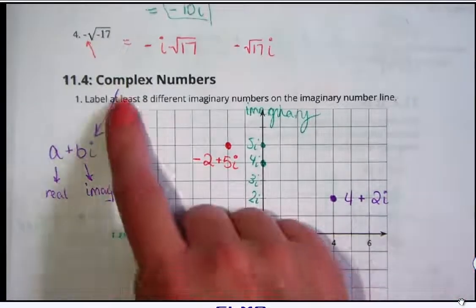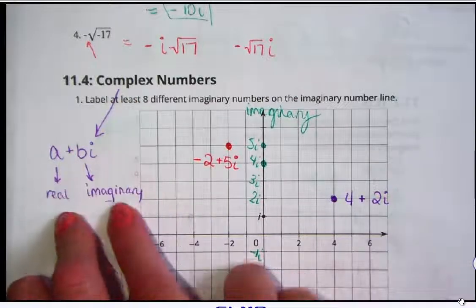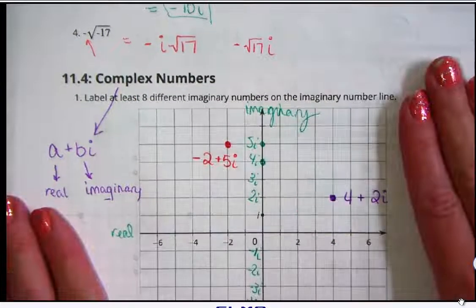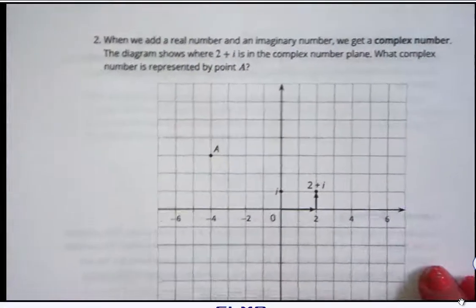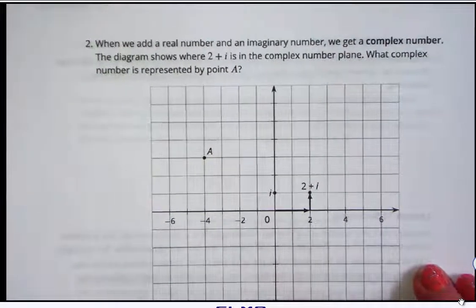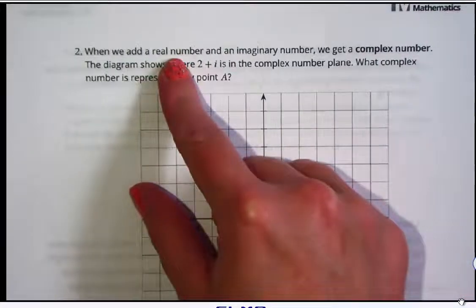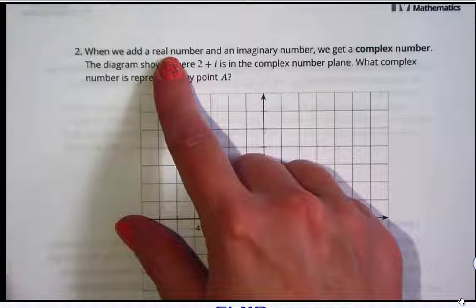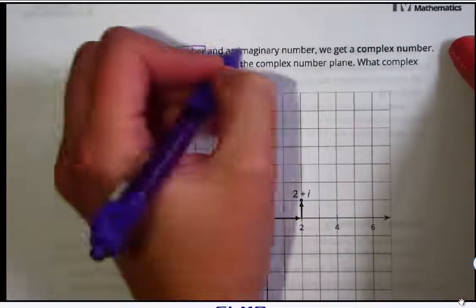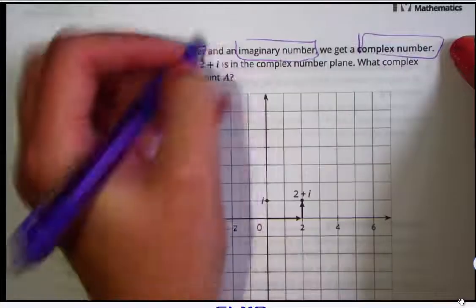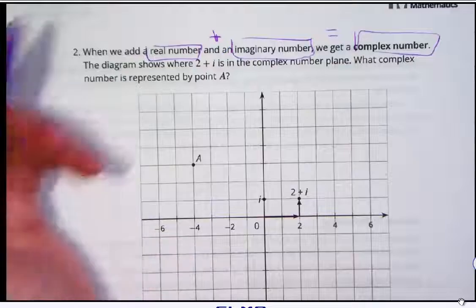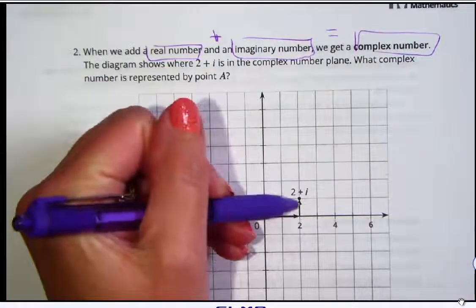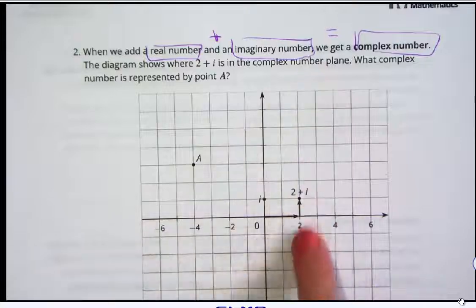So, complex numbers blend a little real and a little imaginary together, and that's what makes it so complex. Our last section in lesson 4 is talking about adding complex numbers together. So, here it is. When we add a real number and an imaginary number, we get a complex number. Add a real and an imaginary equals a complex. Pretty awesome. Our diagram shows 2 plus 1i in the complex number plane.